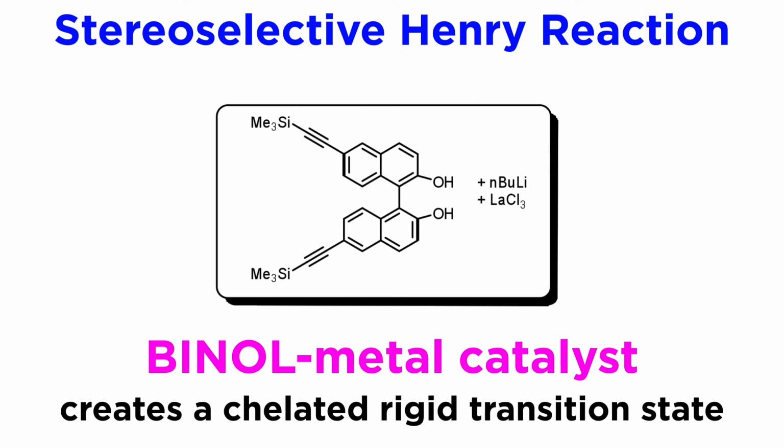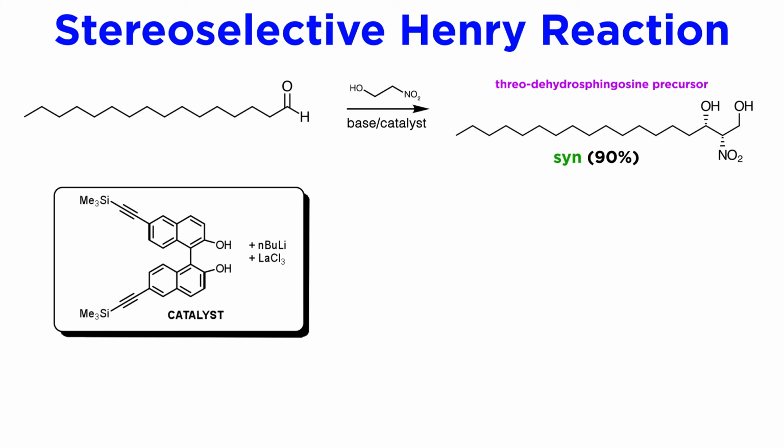Beginning in the 1990s, he found that BINOL metal catalysts, best if derivatives of lanthanides, create a chelated, rigid transition state for the reaction, and therefore allow for excellent stereo control. For example, in his synthesis of 3-dehydrosphingosine, he obtained the desired product in about 90% selectivity.